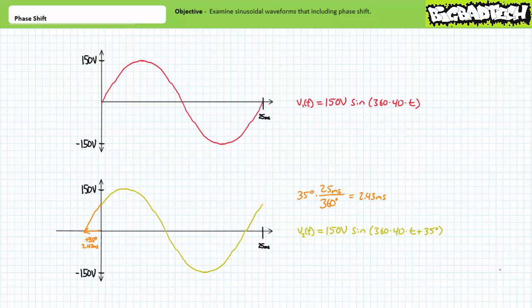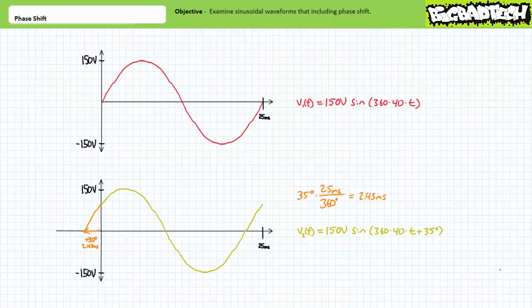Importantly, the waveforms must necessarily have the same frequency. Consider waveform V1 of t, characterized by the following expression: 150 volts times the sine of 360 times 40 times the time of interest, plus a phase shift of 0 degrees. V1 of t has a peak value of 150 volts, a frequency of 40 hertz, a period of 1 over 40, or 25 milliseconds, and a phase shift of 0 degrees, meaning it's not phase shifted and its zero crossing going positive occurs at 0 degrees or 0 milliseconds.